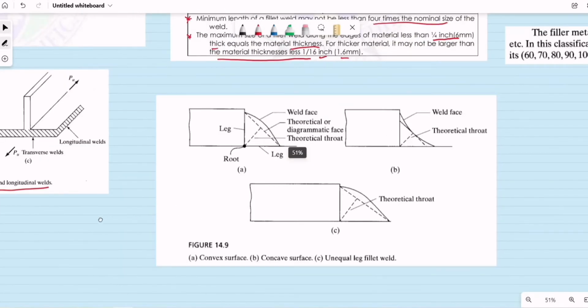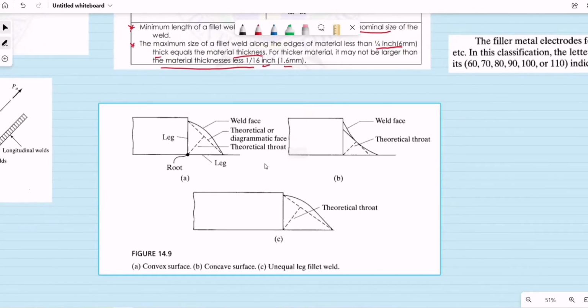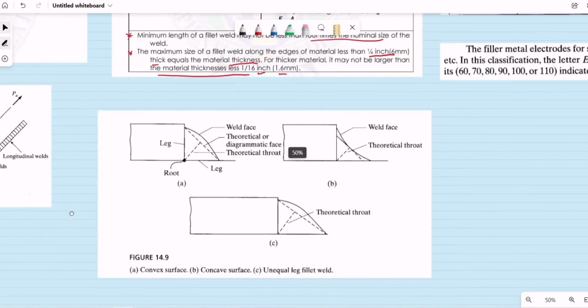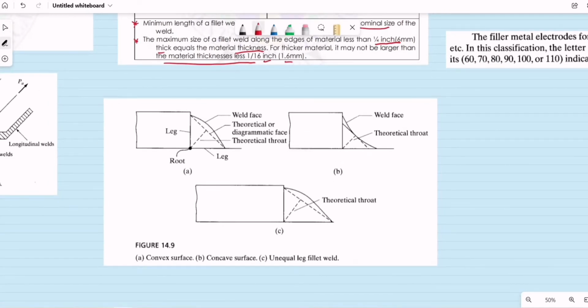So here are the types of fillet welds. Letter A is the one with a convex surface, with what we call the leg or the legs. In some references, the legs can be denoted as A, or as W. For example, we have equal legs. That is for the convex surface.